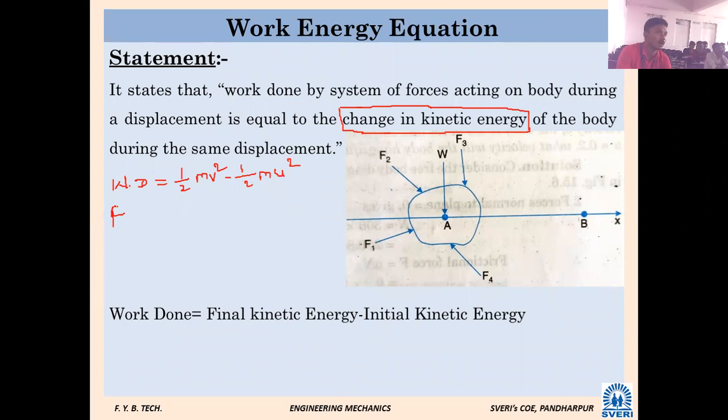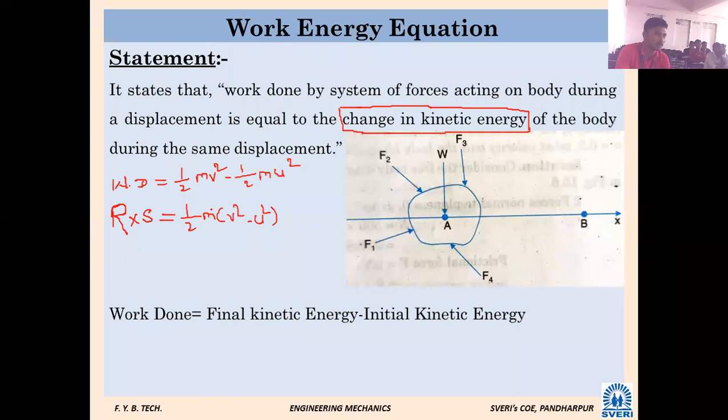Here a number of forces are there, and the resultant of that we have to take. So instead of F I will take R. R into S equals 1/2 M, which will be common, times V square minus U square. Like this also we can write, but this M, we are not using mass anywhere.